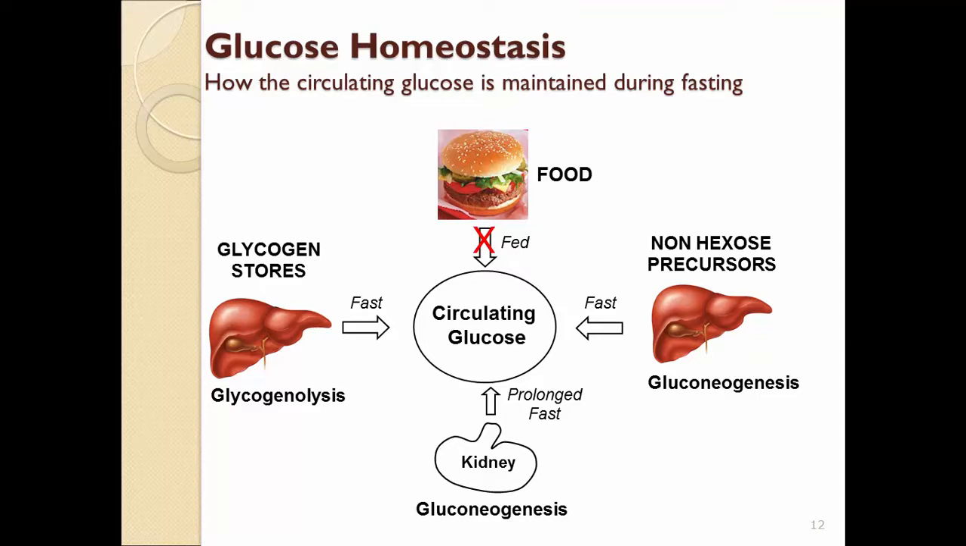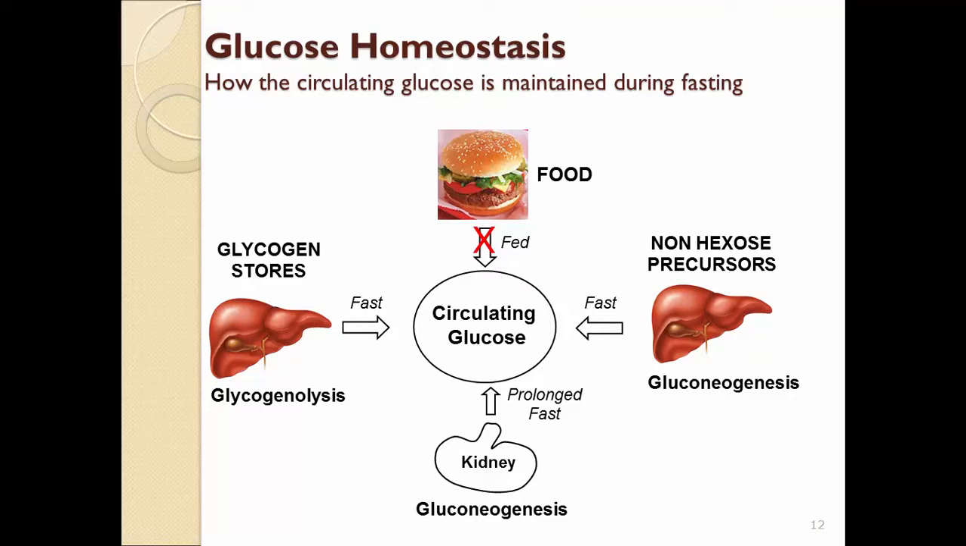So during starvation, we have to use the stored energy, right? So stored glucose to maintain the blood glucose level. First of all, glycogen stored in the liver is broken down to glucose and released into the circulation to raise the blood glucose level, right? So this is an important source, and also gluconeogenesis.